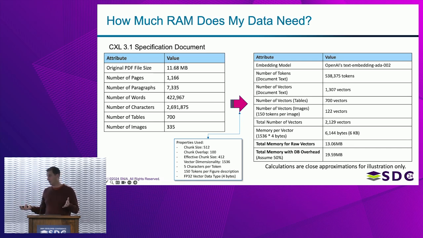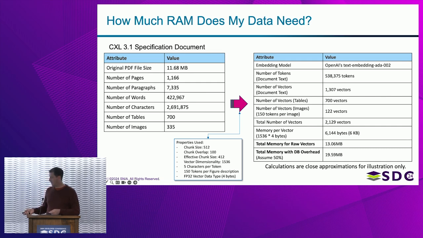It's on the large side, I would say, for a spec, but 11.68 meg, almost 1,200 pages. Number of tables is 700 and 335 figures, right? So using the assumptions below here, I'm just doing a naive embedding model, so I'm just using a sliding window effectively across this with an overlap, then this is the output that you can calculate pretty easily.